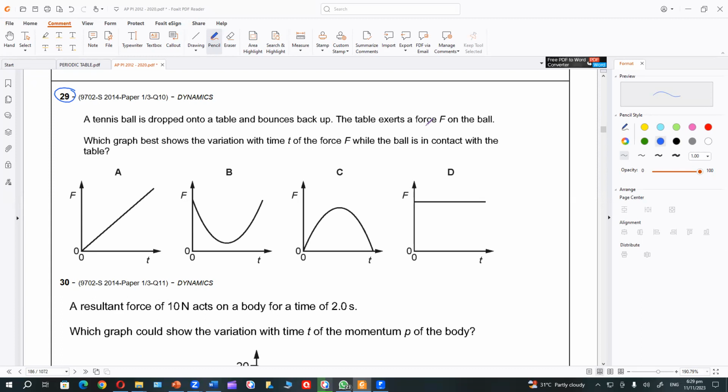Let me discuss D. D means that force is constant. C means that the force increases and then the force decreases. I'm getting answers only, but no one is actually giving me the reasoning.